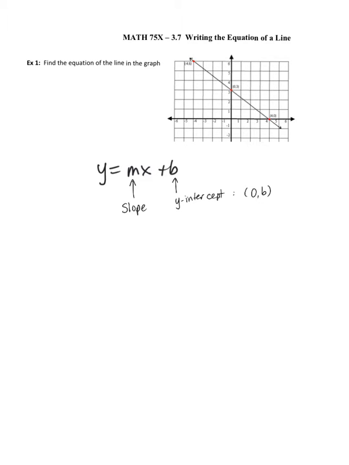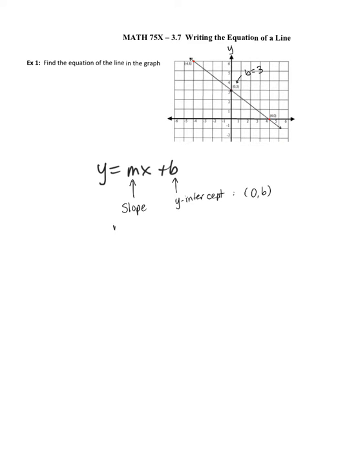In this case, you can see that our line crosses the y-axis, the vertical axis, at the point (0, 3). So that tells me that the b value for this line is 3. That's that y value. Now we need to figure out our slope.